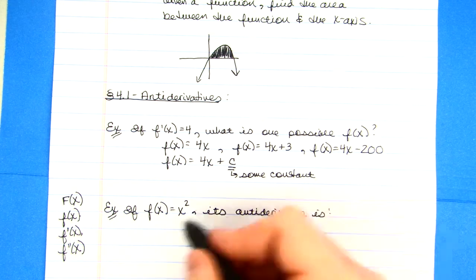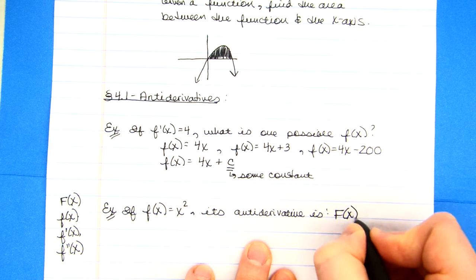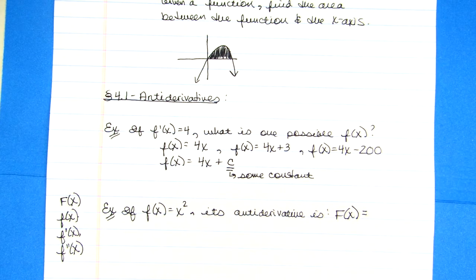So, the antiderivative of f of x equals x squared is capital F of x equals, can you think for a moment and come up with a function whose derivative is going to be x squared?